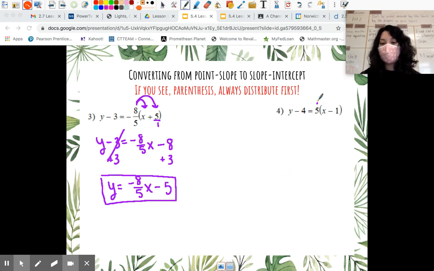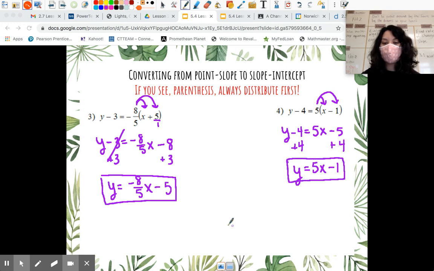Number 5, I have to distribute first. Always distribute first if you see parentheses. I get 5x minus 5. Last but not least, isolate the y by adding 4 to both sides. y equals 5x minus 1. Here's my final answer.